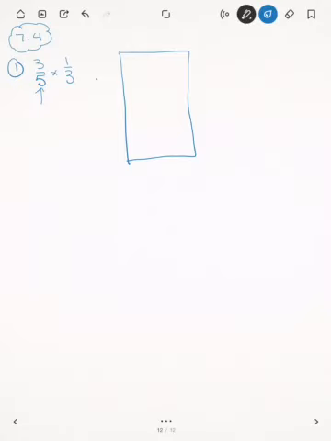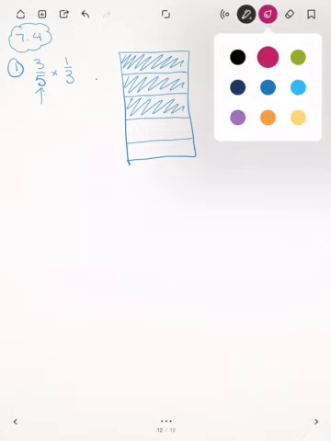Okay, so I'm going to take a look at my first fraction. I have 3/5. So the 5 in the denominator is telling me I need to divide this rectangle into 5 equal pieces. The 3 in my numerator is telling me I need to shade in 3 parts of that whole. Okay, so there's my 3/5.